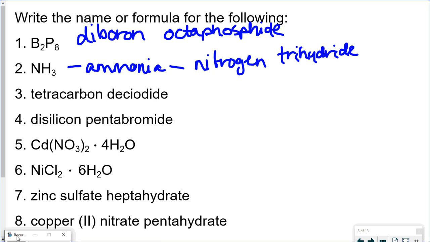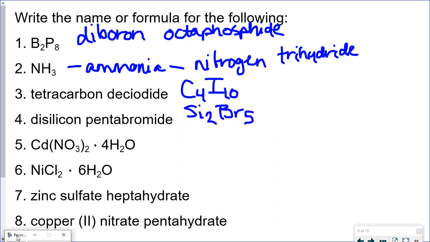Looking at number 3, we have tetracarbon decaiodide. So tetra is 4, carbon is C, so this is C4. Deca iodide, so deca is 10, iodide is I, so it'd be I10. For number 4, we have disilicon pentabromide. So di is 2, silicon is Si, so Si2. Pentabromide, penta is 5, and bromide is Br. So it'd be Si2Br5.